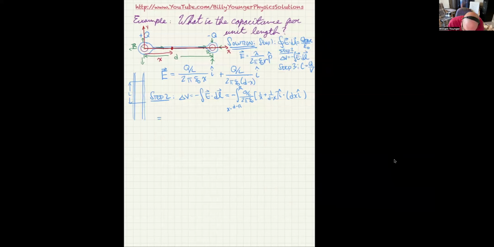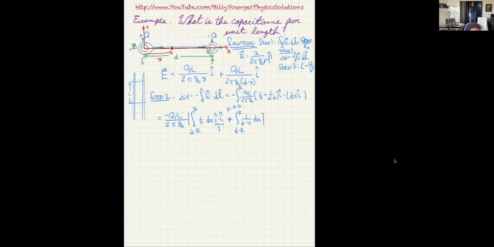This gives me, in fact, q over L is going to come out in front along with the 2 pi epsilon naught. I'll say the negative is coming out as well. Now I've got the integral from d minus r to r of 1 over x. And actually, I'm going to break it up as two integrals so that we can treat it. It'll be 1 over x dx times i hat dot i hat, which we know is just 1, just like r hat dot r hat and j hat dot j hat were. And then the other integral is plus the integral from d minus r to r of 1 over d minus x dx.